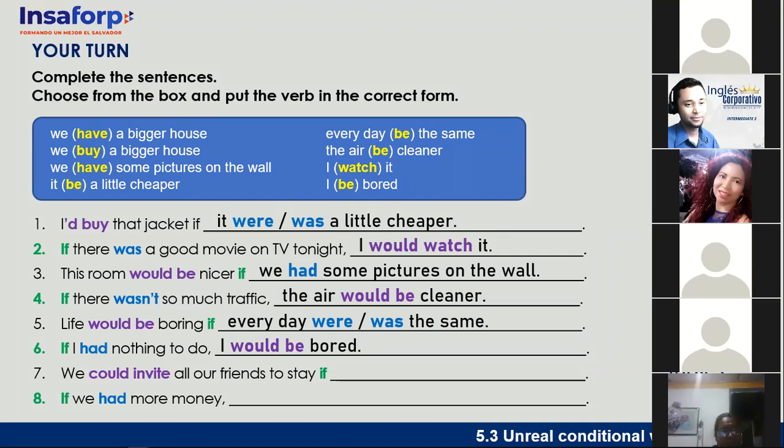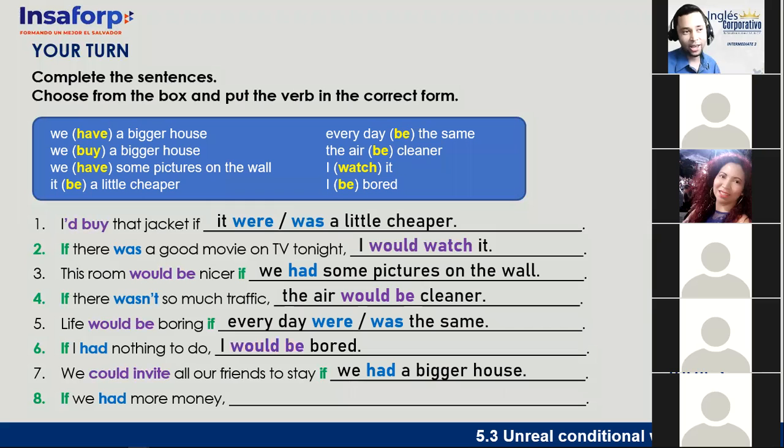Number seven. Rebecca. We could invite all our friends to stay if we have a bigger house. We could invite all our friends to stay if we had a bigger house. Pero mi casa es bien chiquita, entonces no los puedo invitar a todos. Uno, dos nomás. So we could invite all our friends if we had a bigger house. Thank you. And the last one, number eight. Who wants to try number eight, please?